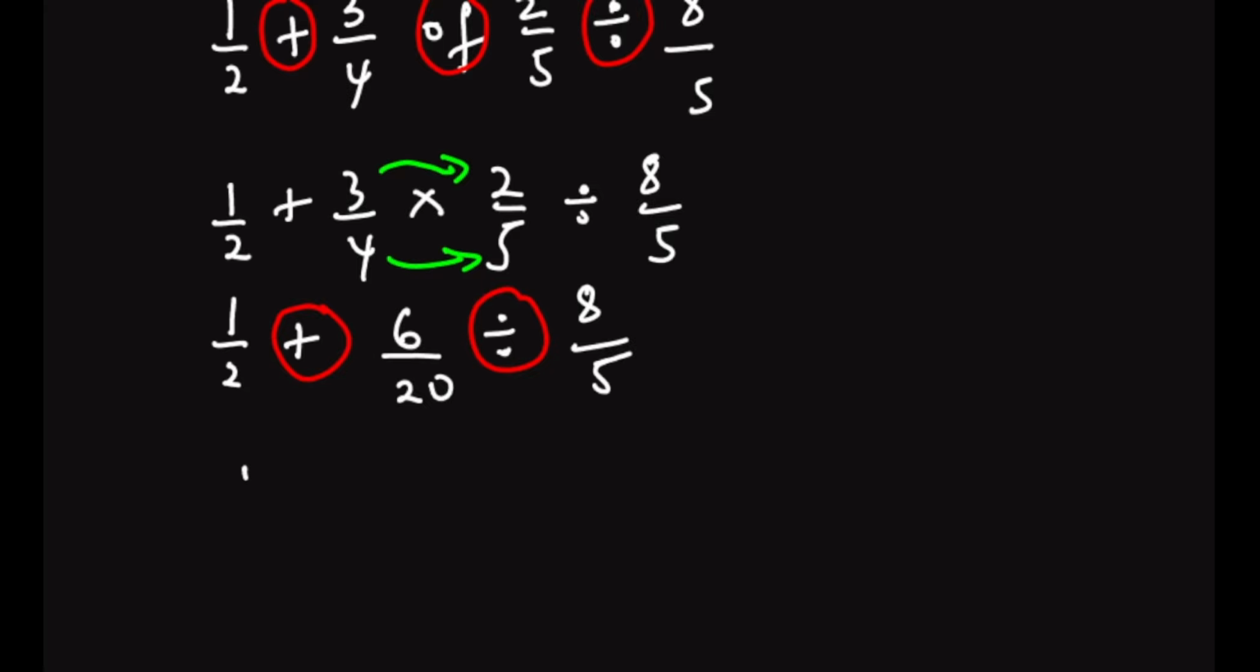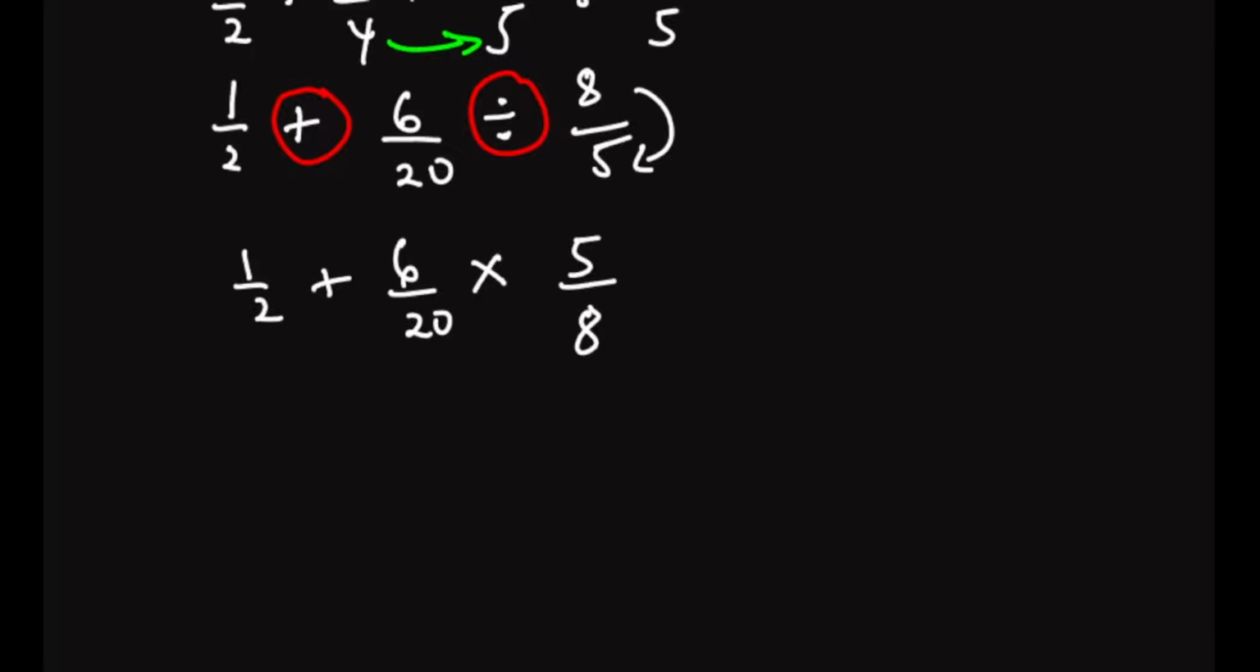So we maintain this 1/2, then plus 6/20. Then we change this division here to what? Multiplication. Okay, so times 8. So then we need to reciprocate the second fraction. Okay, so 5 to the top and 8 to the bottom. Then we go ahead to multiply. So 1/2 plus, here we can see some common factors. I can see 2 going into 6 3 times, and 2 goes into 8 4 times, and 5 goes into 5 one time and goes into the 20 4 times.